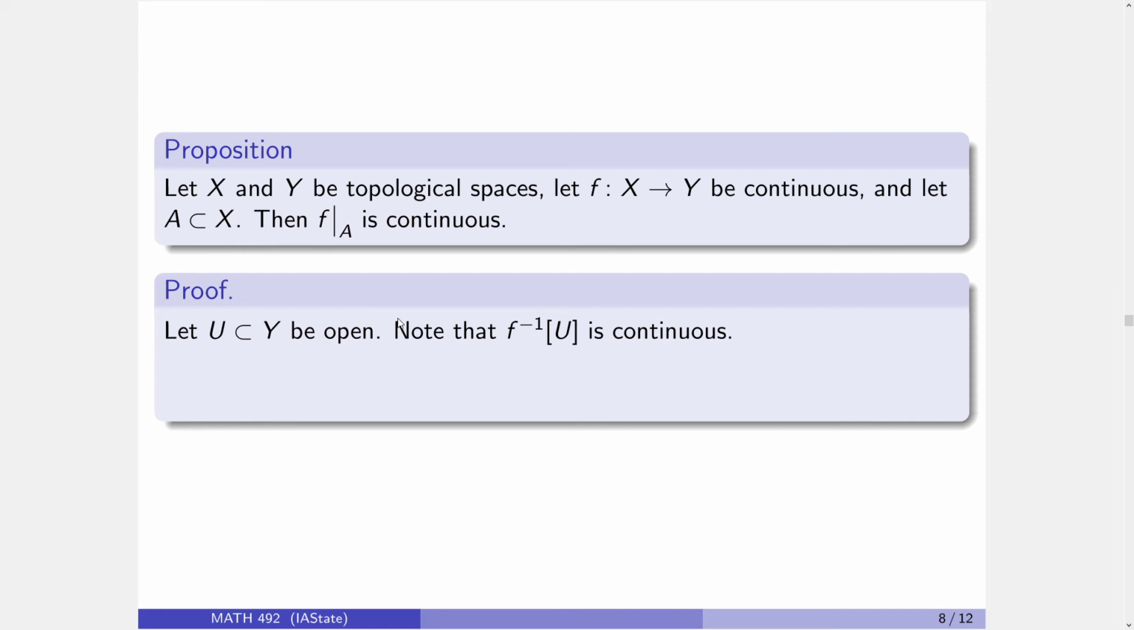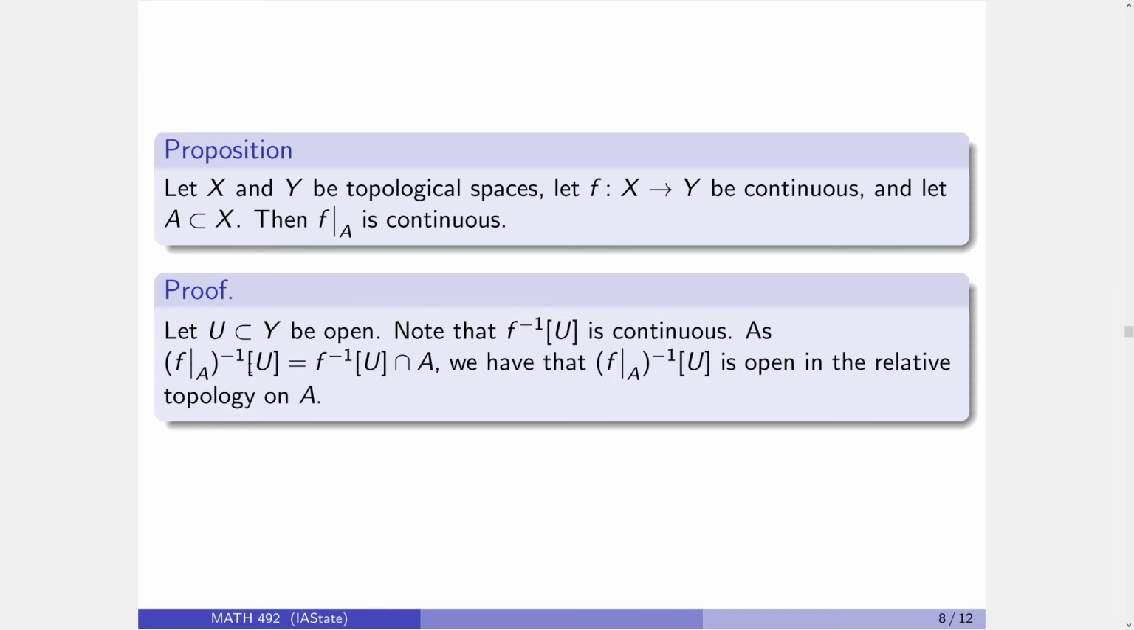Take an open subset U of Y. The inverse image of U is open, by hypothesis. Now, if I look at the restriction's inverse image of U, that will just be the inverse image of U intersected with A. This is an open set in X, so when I intersect it with A, I get something that's open in the relative topology on A. So the inverse image of any open set is open in A, so the restriction is continuous.